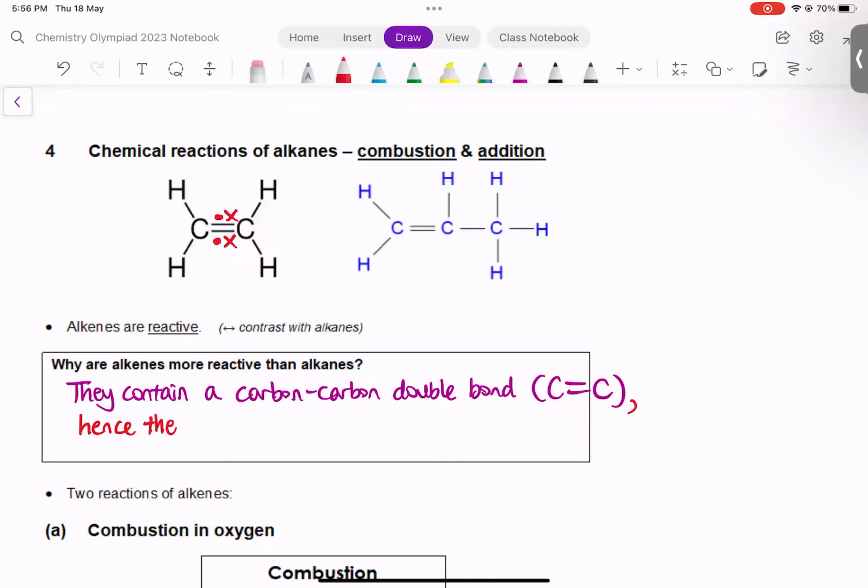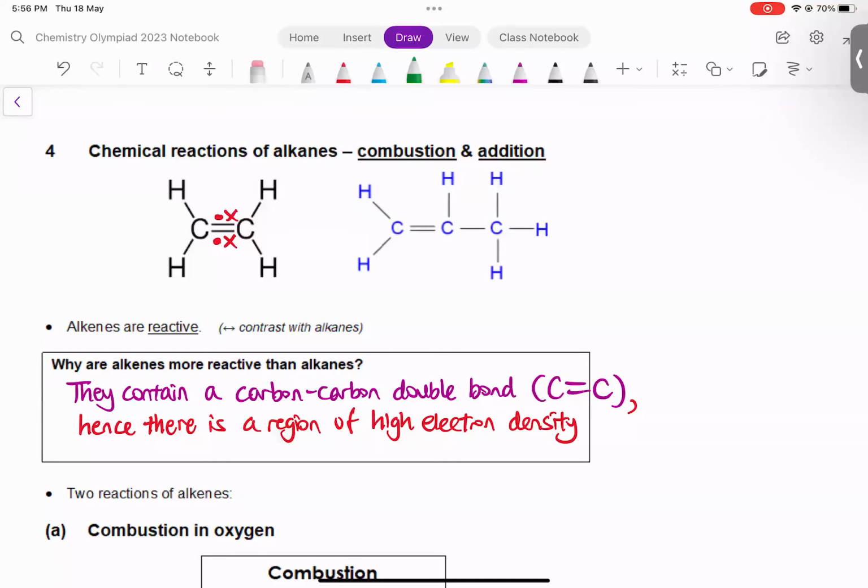So we can say that the double bond creates a region of high electron density. High electron density just means there are more electrons in that particular place. So whenever you see a carbon-carbon double bond, we generally consider it to be a region of high electron density.